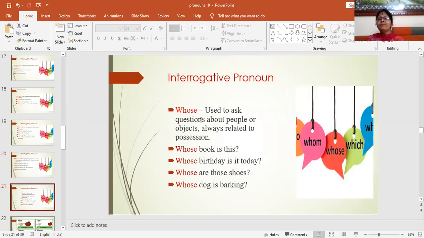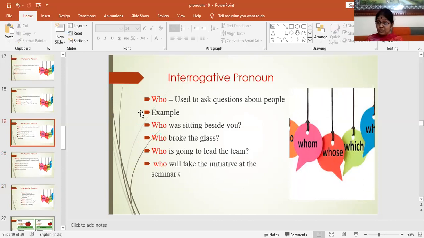Then we have our last interrogative pronoun, that is whose. Whose is used to ask questions about people or objects always related to possession. When related to possession, we use our interrogative pronoun whose. Let us understand this with examples. Whose book is this? Whose birthday is it today? Whose are those shoes? Whose dog is barking?